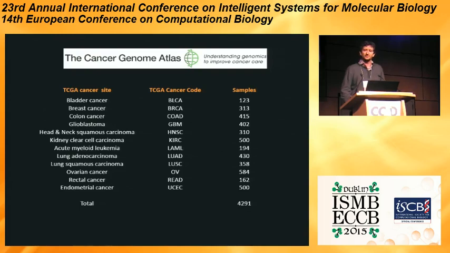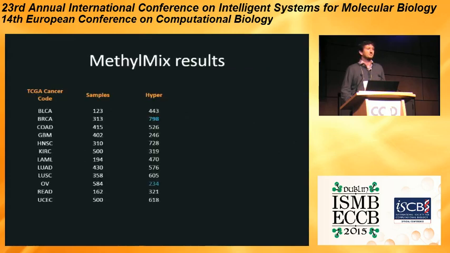I'm sure I don't need to introduce this data set. So we used about 12 cancer sites, and you can see the number of samples for each cancer site, totaling over 4,000 cases. So first what we did is we applied MethylMix on each cancer site separately.